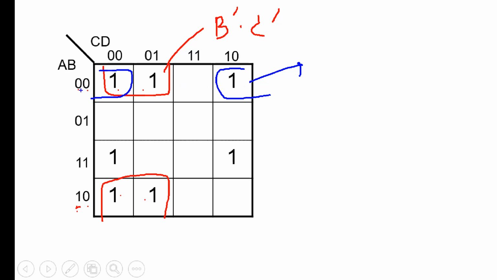This cell A is 0, same. This cell B is 0, the same. This cell C is 0 here, 1 here, so C does not appear. D is 0, 0. So A prime and B prime and D prime. Good. How about this?